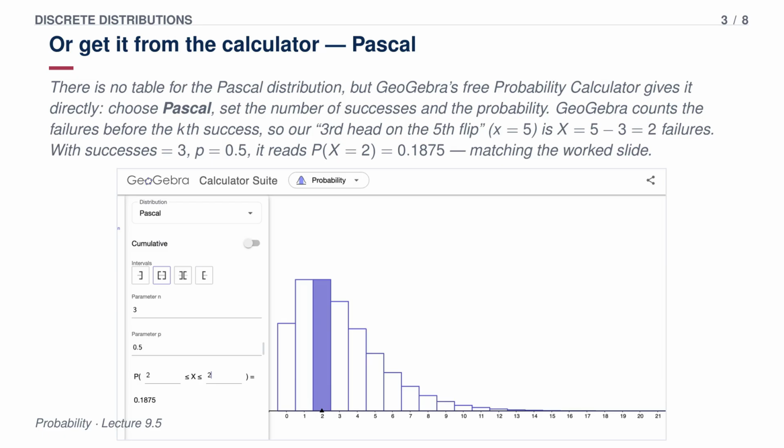And if you'd rather not do that by hand, there's no printed table for the Pascal distribution, but GeoGebra's free probability calculator has it built in. One catch worth flagging: GeoGebra counts the failures before the kth success, not the trial number. Our third head on the 5th flip means 2 misses before the third make, so you ask it for x equals 2 with 3 successes and p a half, and it returns 0.1875. Same answer, just be careful what the variable is counting.